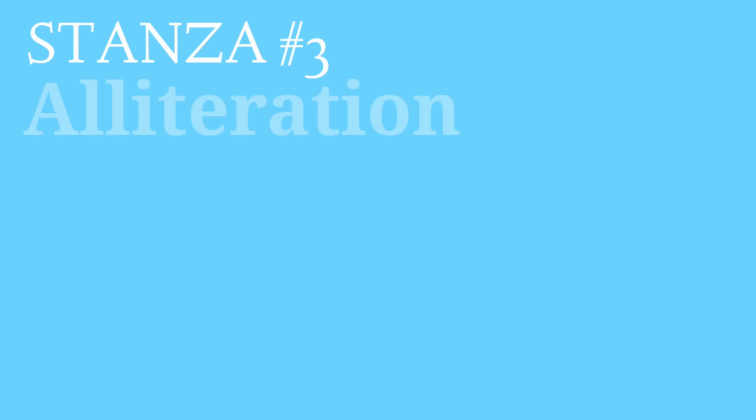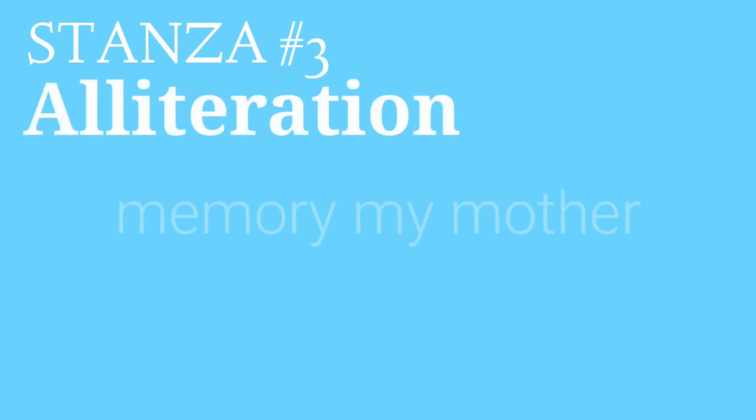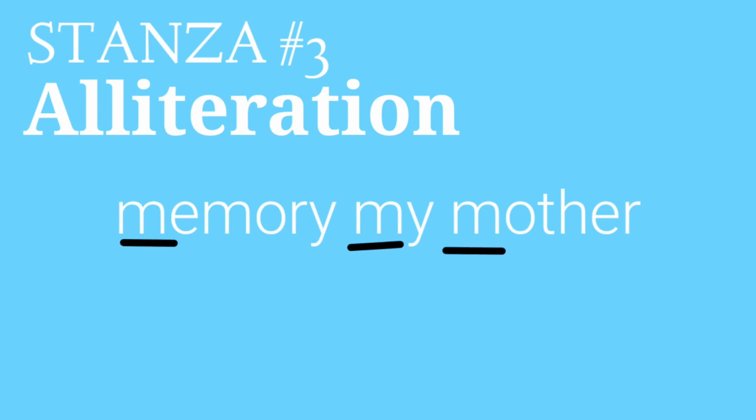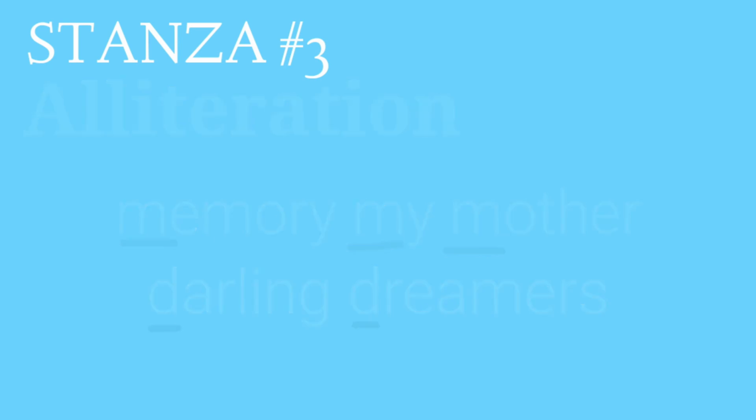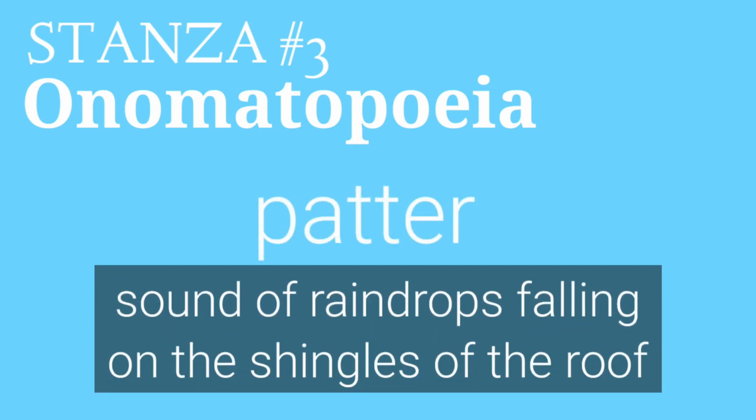Finally, coming to stanza 3, we have alliteration being used here in the line memory my mother. So the M sound is being repeated. Then we have another alliteration in darling dreamers, the D sound. We also have onomatopoeia here where the poet has used patter, sound of raindrops falling on the shingles of the roof.